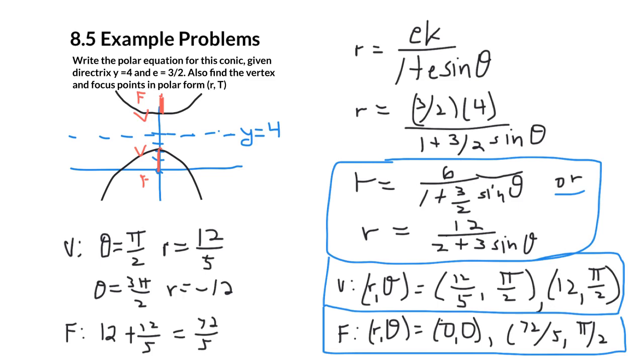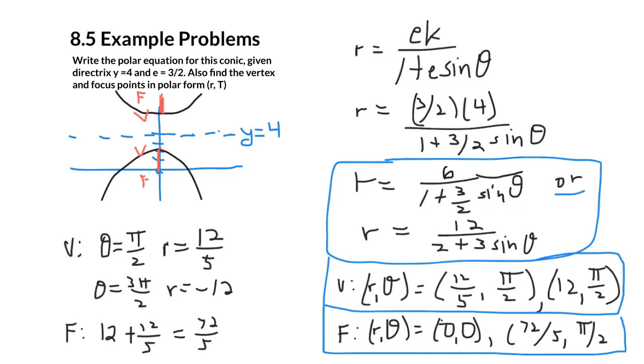All right, so in this problem, because the directrix is crossing the positive y-axis, I know that my equation will take this format. I know my e value, and I know the k value. K is always the distance from the focus to the directrix. So in this case, k is 4. It's always a positive value. So I can just multiply the numerators, and there's my answer.